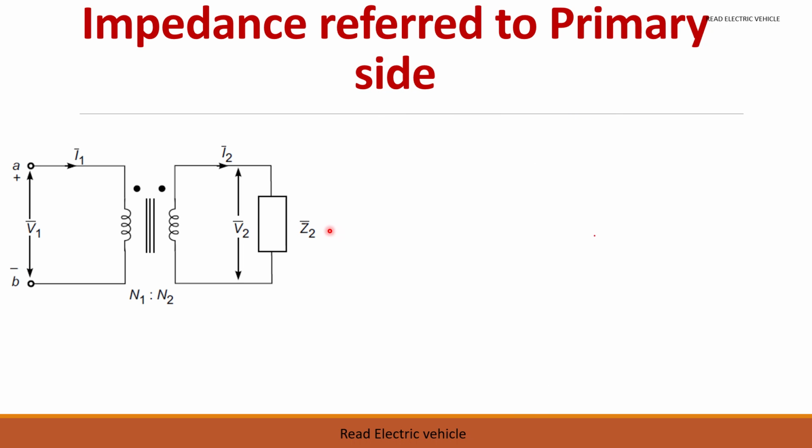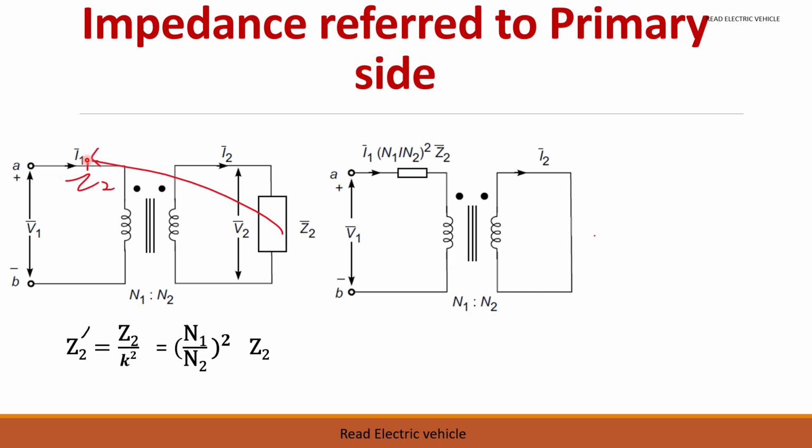What we are doing is, we are going to transfer this secondary impedance to the primary side, so that it will be easy for our analysis. So we are going to transfer this impedance to the other side. The relation we got is Z2 dash is equal to Z2 by K square. So when it comes here, we have to write it as Z2 by K square, or N1 by N2 the whole square into Z2. Okay. So this can still be simplified to this one.